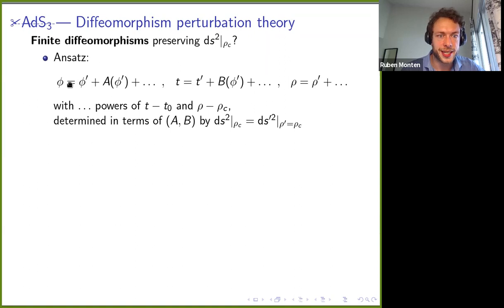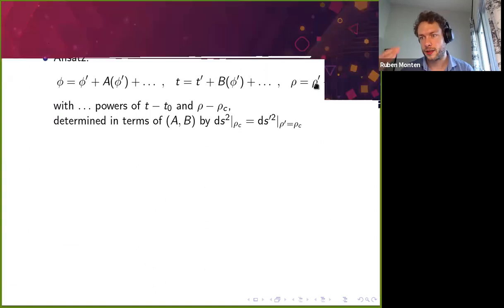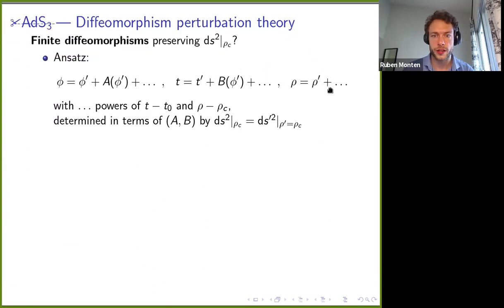We say that we do a finite diffeomorphism on the boundary. We send phi to phi prime plus some field that depends on phi prime, again at the t equals t_0 time slice. We send time to a certain new time parameter, and we send the AdS radial coordinate to a new radial coordinate. The dots contain higher powers of t minus t_0 and rho minus rho_c, all of which you can determine algebraically in terms of these functions a and b. So the degrees of freedom here will be a and b.